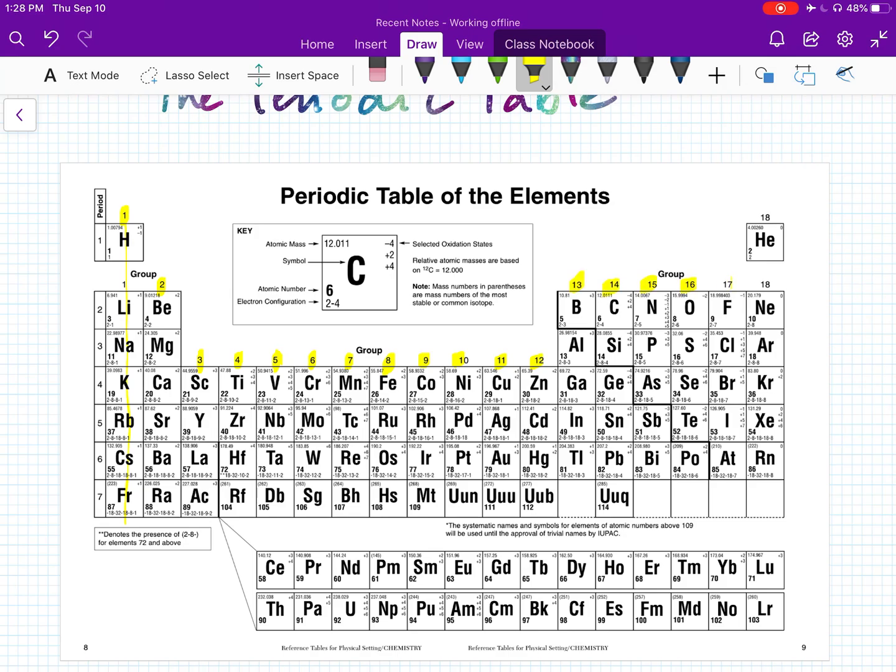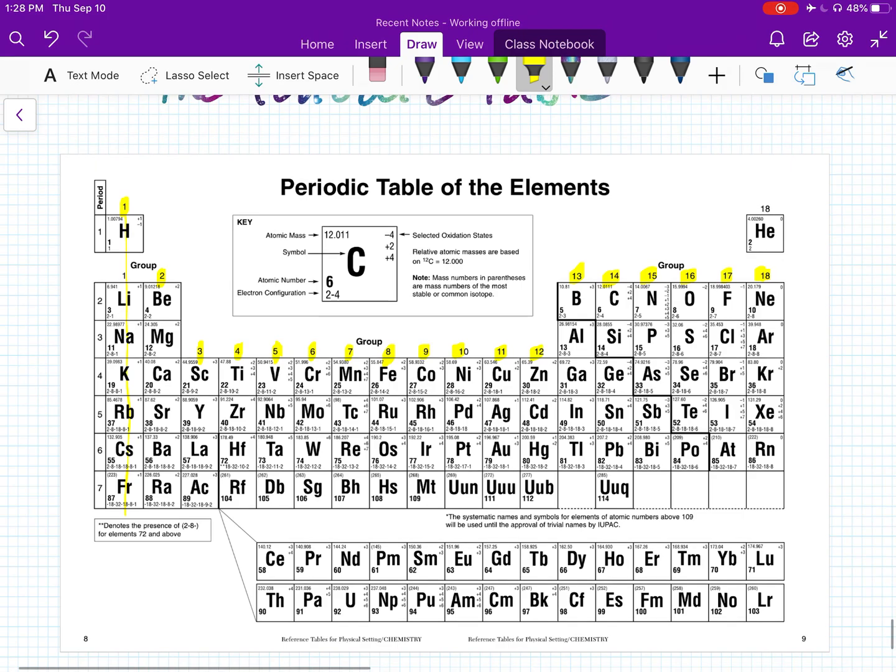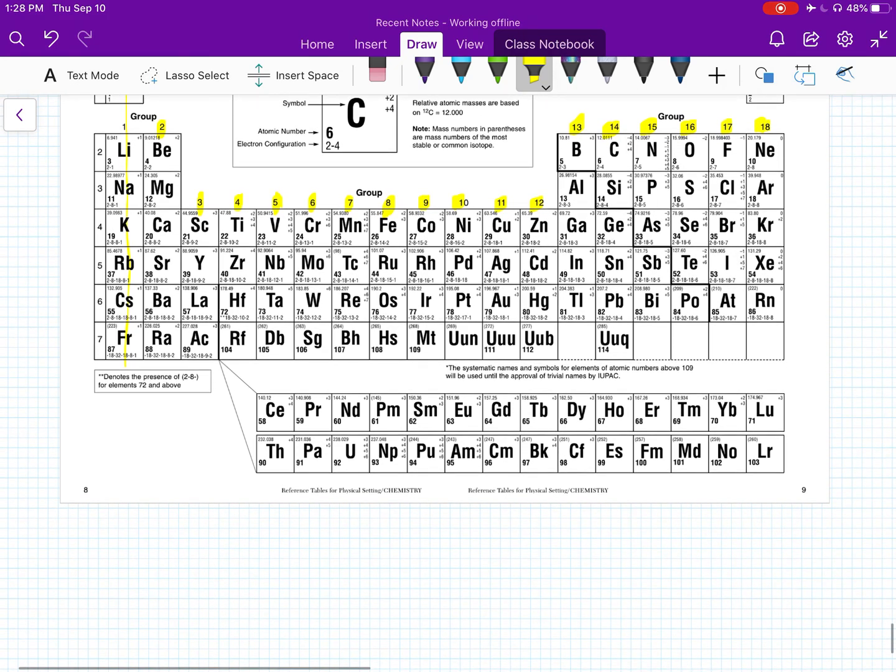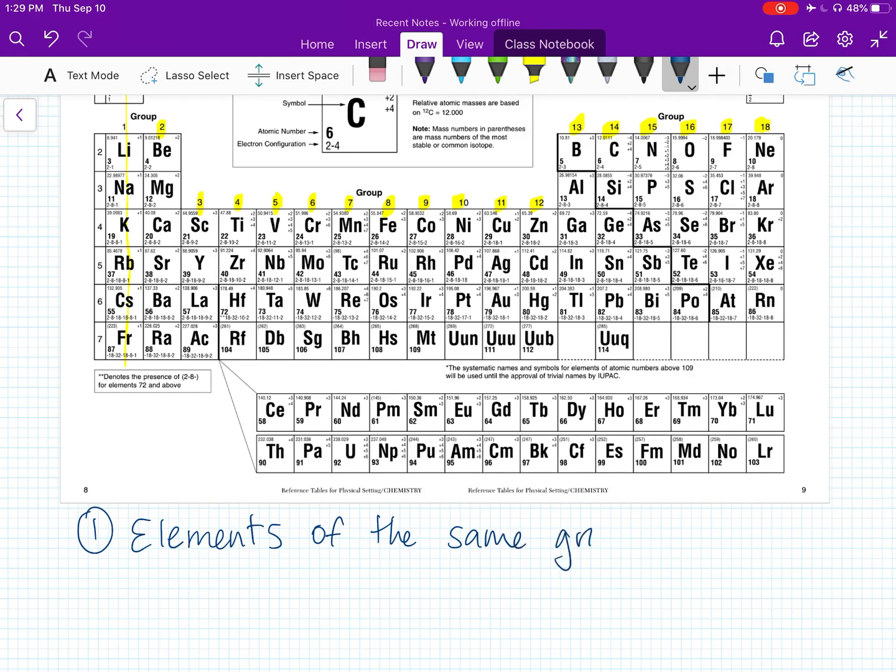Okay, so these columns or groups in the periodic table are a way that we classify elements because elements of the same group or column on the periodic table have similar chemical properties. And the reason is that elements of the same group, and again, when I say group, I mean column, vertical column on the periodic table, have the same outer electron configuration.